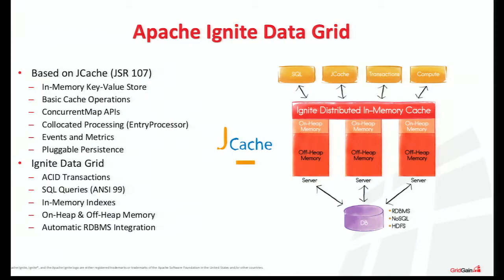So actually, data grid is based on the in-memory key-value store. As I told you before, in-memory key-value is a very important idea. Basically, everything else we do stems from the fact that we're based on a key-value store. So we support basic cache operations. We have concurrent map APIs.